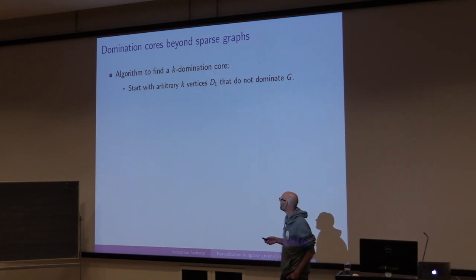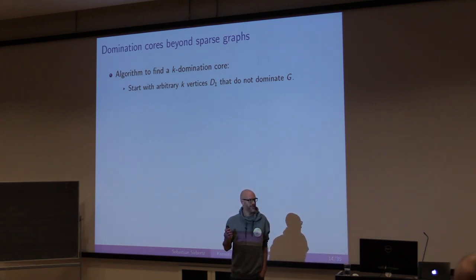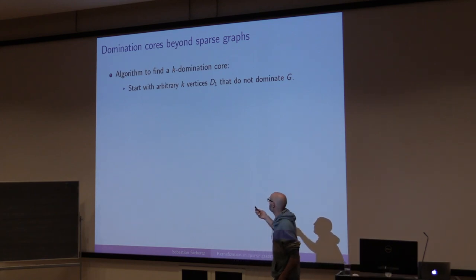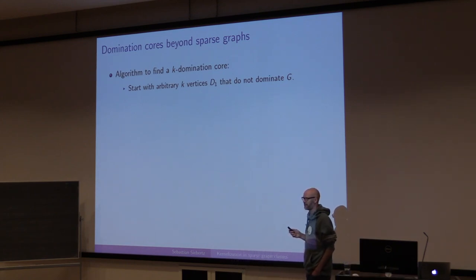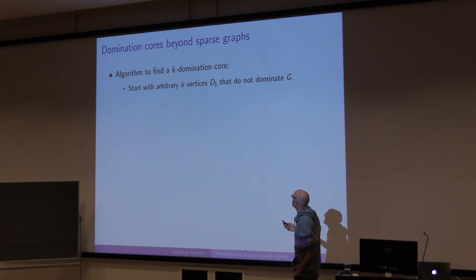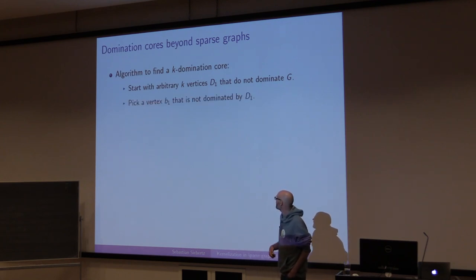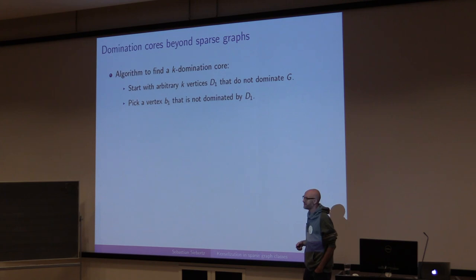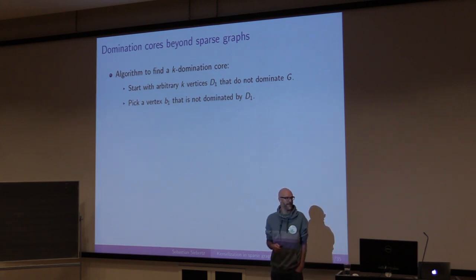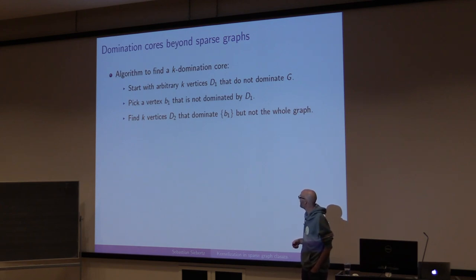Thank you. Yes. If every single vertex dominates the graph, then our kernelization problem is trivial. So let's assume that we cannot dominate the whole graph with just one vertex. Let's pick just K times the same vertex and assume that it doesn't dominate G. So we pick some vertex B1 that is not dominated by this set. And we iterate this procedure. We find K vertices that do dominate B1, but not the whole graph.